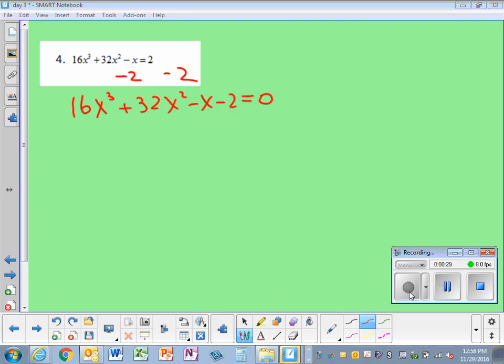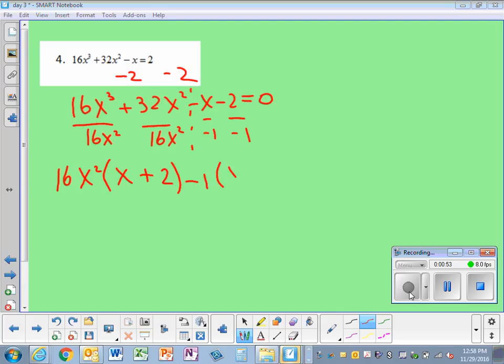So what do we do to factor? We split in the middle. What is the GCF for the first group? 16x squared. I take 16x squared out, and then I have x plus 2. What is the GCF of the second pair? Negative 1. So minus 1, x plus 2 equals 0.